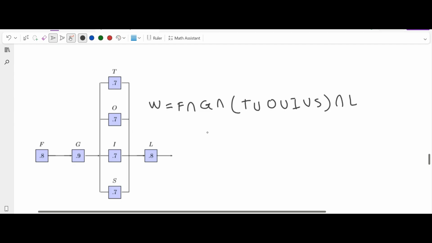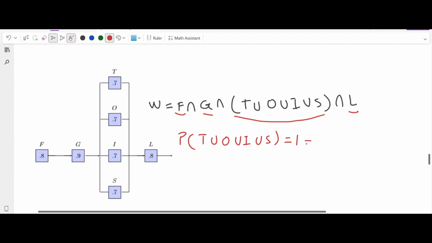So to compute this, we can assume that all of these are independent of each other. But I still have to compute the probability of this union. So let's try to find that probability. Probability of T union O union I union S. I know that I prefer intersections because then I can use the independence. So let's see if I can convert this to an intersection.